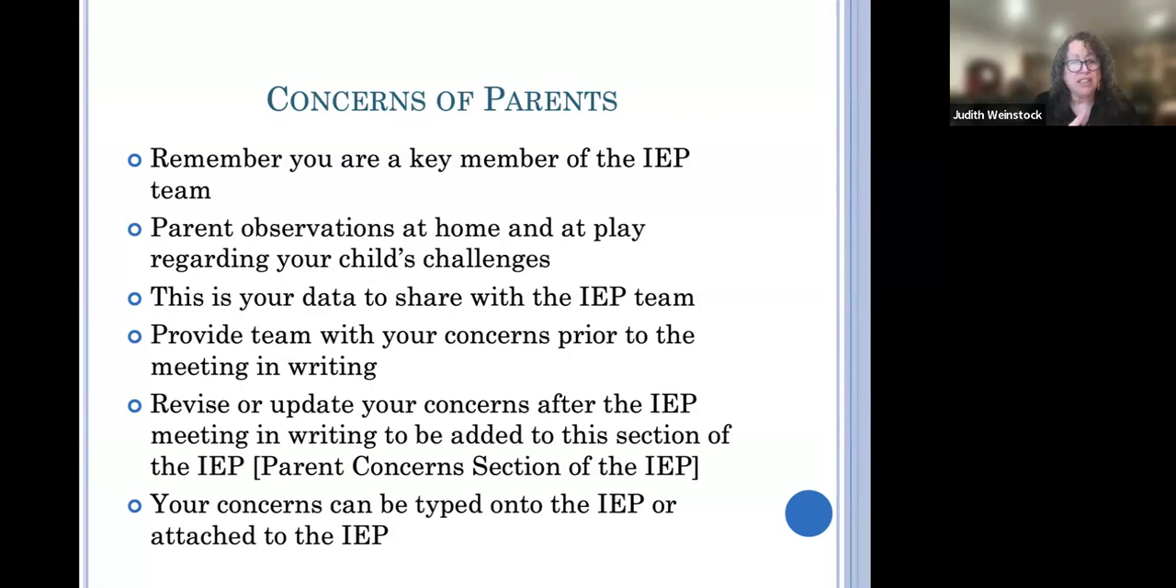We advise that you provide the team with your concerns and with your observation and with this data prior to the meeting in writing. And we'll keep on emphasizing how everything needs to be in writing. And then, you can revise or update your concerns after you have the IEP meeting, again, in writing, and you can request that it be added to the parent concerns section of the IEP. Now, you can type up these concerns and submit it to the child study team or the case manager in the IEP team, and it can be typed into the IEP, or it can be attached separately to the IEP.